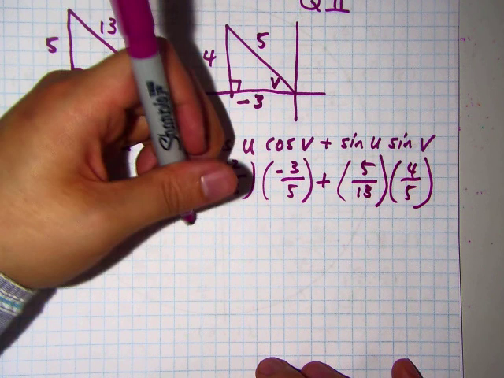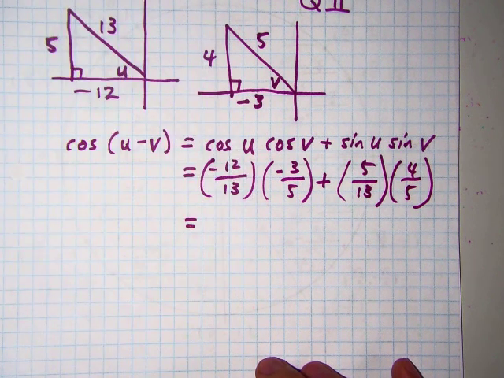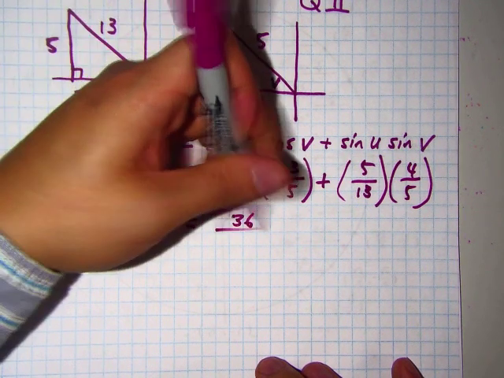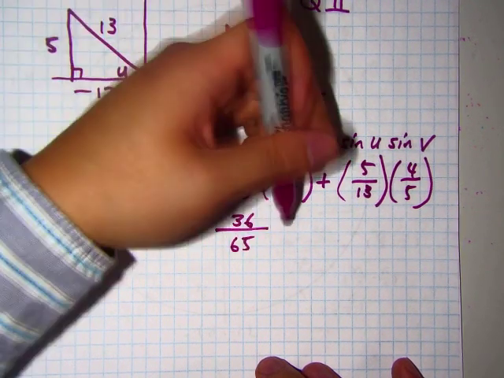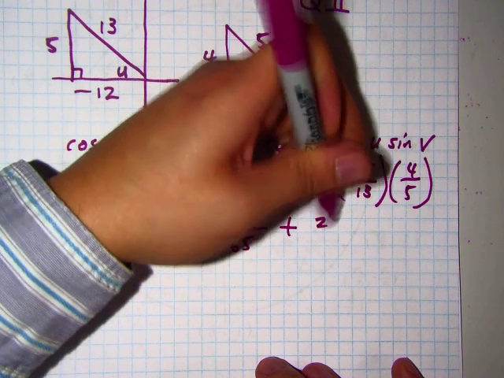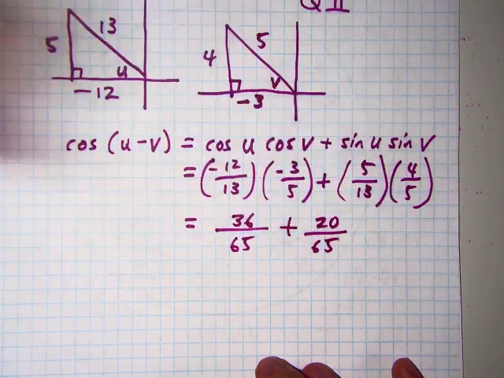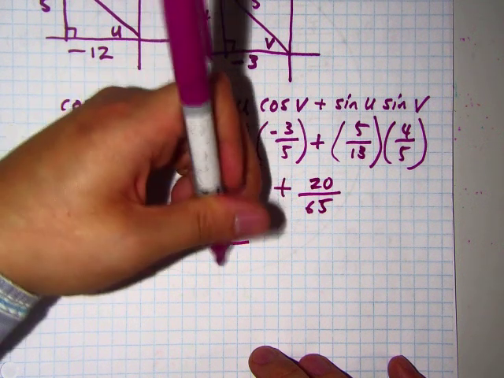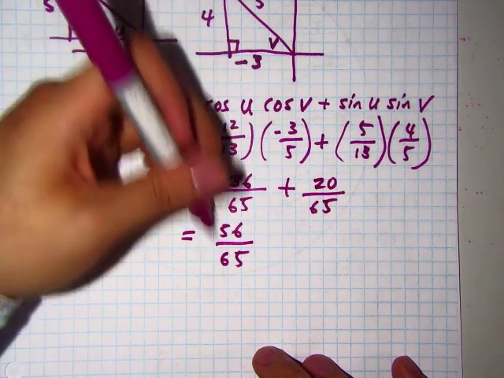Okay, and we multiply the fractions here. Negative times a negative is positive. 12 times 3 is 36. 13 times 5 is 65. And then 20 over 65. They have the same denominator. So the answer is 56 over 65.